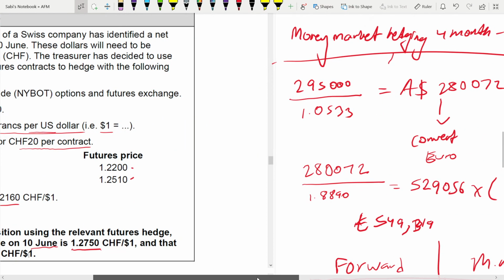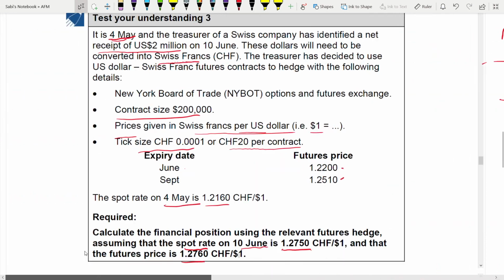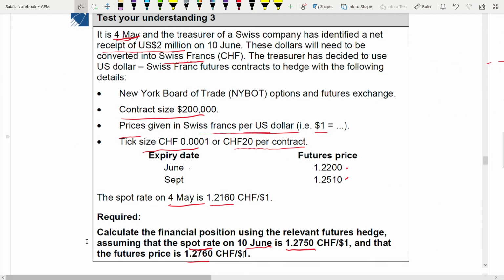So now let us solve this. Before that, tell me whether it's a June future you're going to take or a September future. They are going to receive this on 10th June. So which future are you going to take? The June future you have to take. Why? Because this one is the closest to 10th June.